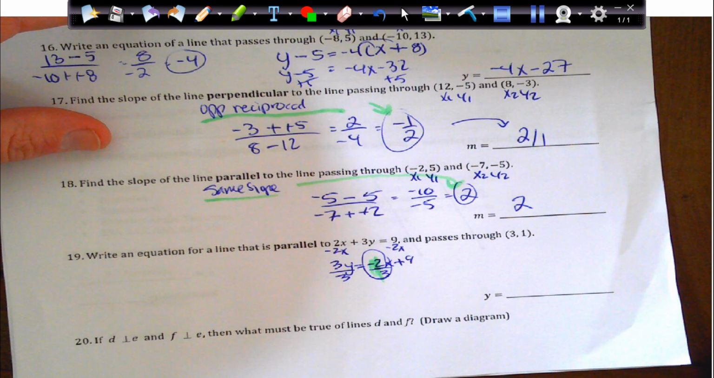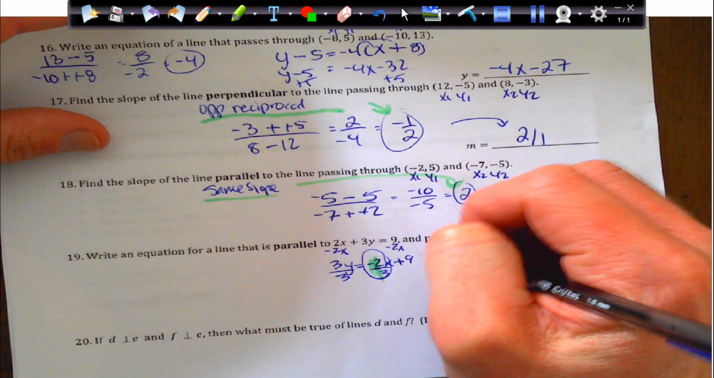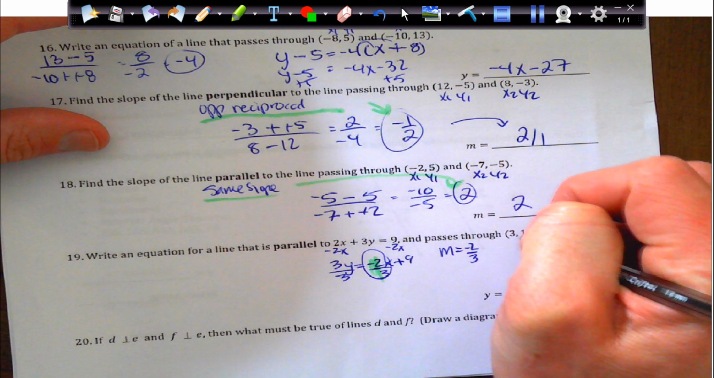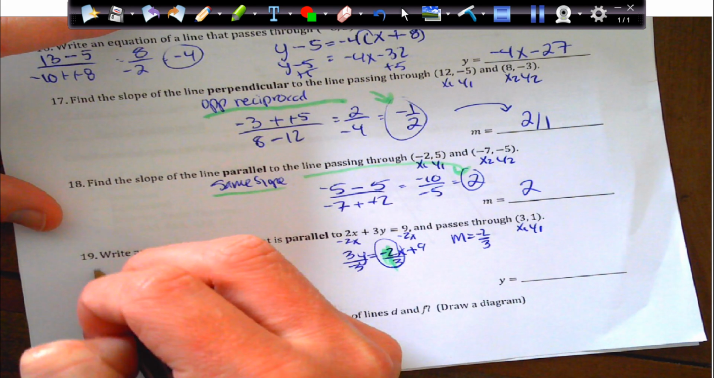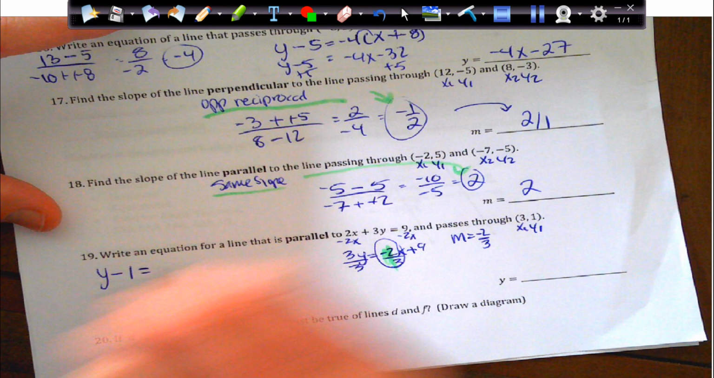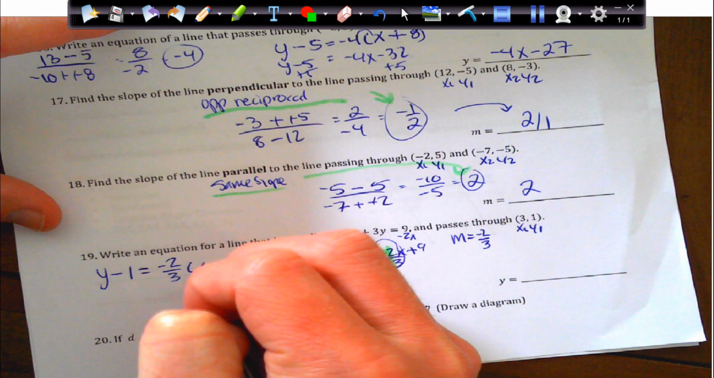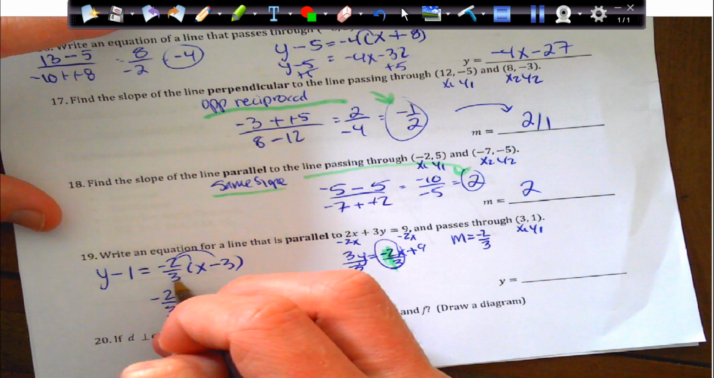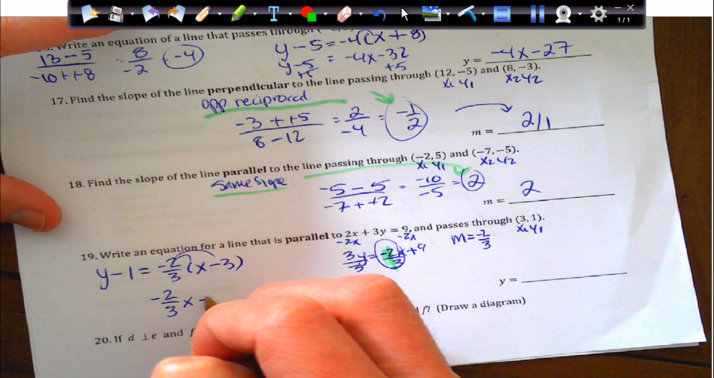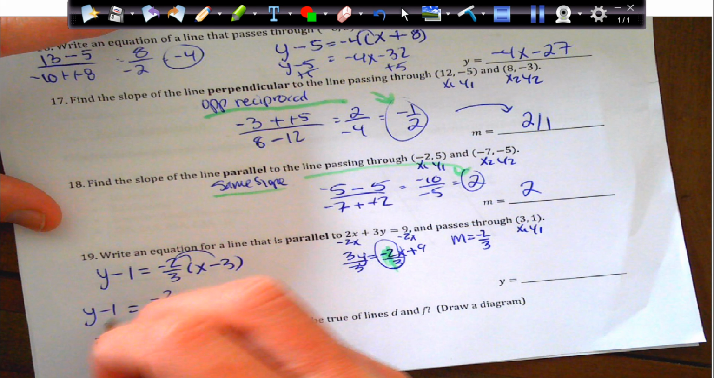So I'm just going to go ahead and use that slope and my coordinate points and plug into slope-intercept form. So that's going to be y minus 1 equals negative 2 over 3 x minus 3. Distribute that. We get negative 2 thirds x. The 3's cancel, and negative times a negative makes it a positive 2. Add the 1 over.